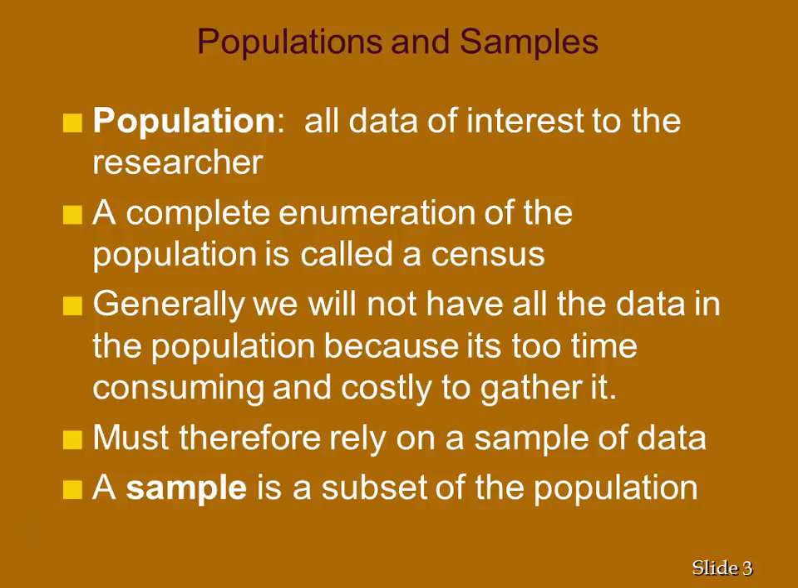Similar to the idea of population meaning people, if you are able to take a complete enumeration of all data in the population, we call that a census. Most of the time, however, we will not be able to do this, because if the population is large, it's going to be very time-consuming and costly to gather all of that data. Therefore, we generally have to rely on a sample of data. A sample is defined simply as a subset of the population.